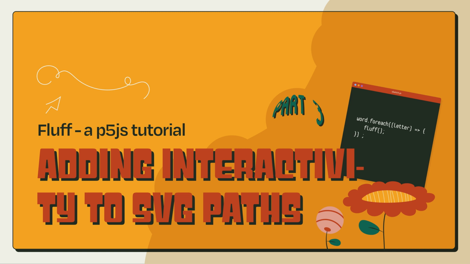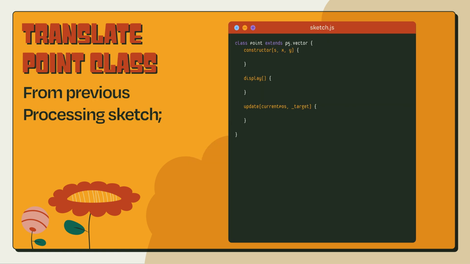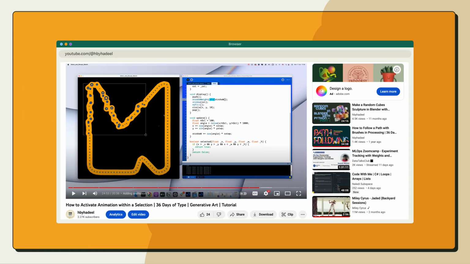I think this is the most awaited part in any creative coding tutorial, the interactivity part. In this video, we will translate the point and path classes from a previous processing tutorial into p5js to add interactivity to the text, or any path really. To start, we'll need to translate the point class from this tutorial.